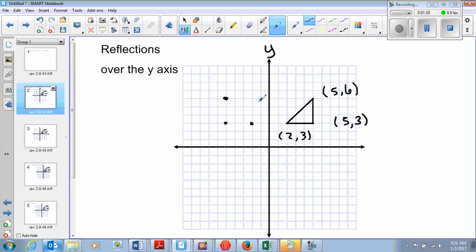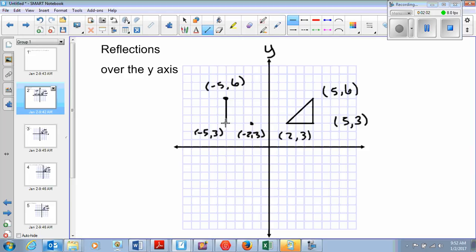Our y values actually stay the same. So up here, we're going to get our new figure, which is going to be located at (-5, 6). Down here we have, instead of (2, 3), we have (-2, 3). And then over here we have (-5, 3). So look at what happened here when we reflected this across the y-axis.